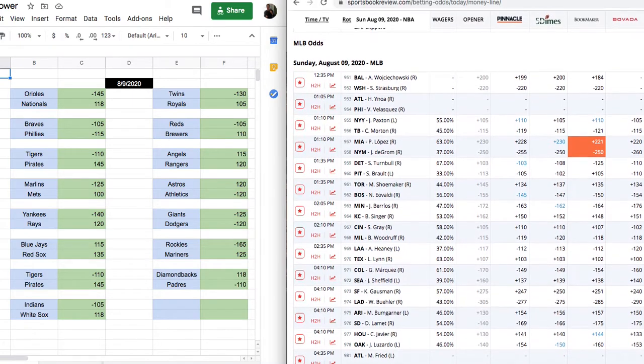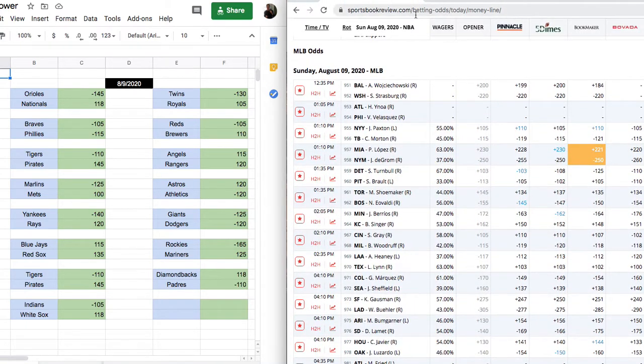So you can actually go to sportsbookreview.com. It's a free site. They basically compile all the information for all the offshore books here. So you go to sportsbookreview.com, click on betting odds, money lines. Very easy to find this.